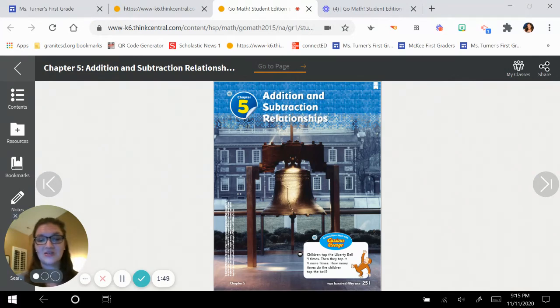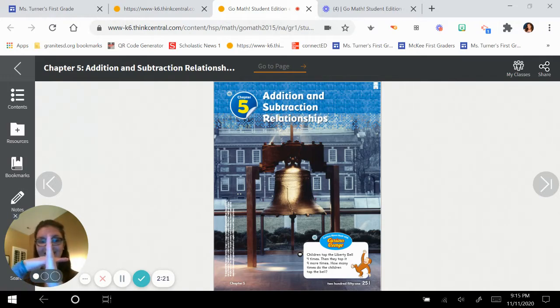Okay, so here's the little story. This is from Curious George down at the bottom. Children tap the Liberty Bell 4 times. Then they tap it 9 more times. How many times do the children tap the bell? Okay, use your hands to either make an addition symbol or a subtraction symbol. Which one do you think it is?